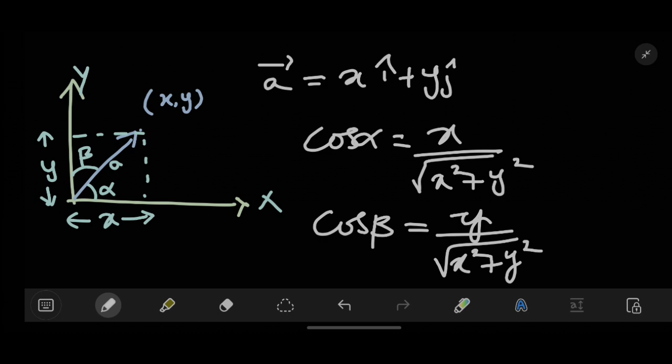Now we will see tan alpha and tan beta. How can we write them? First and foremost thing, all the axes are perpendicular to each other.